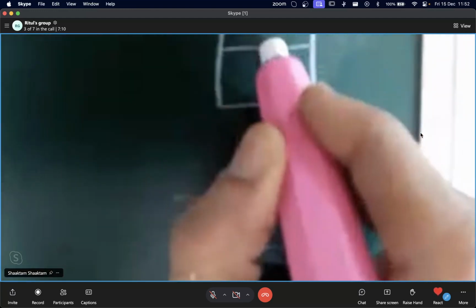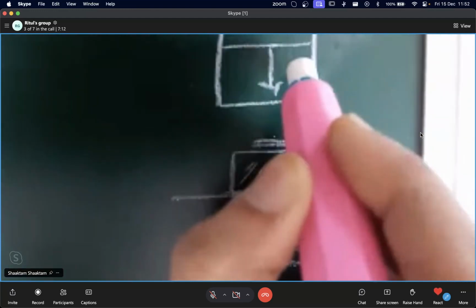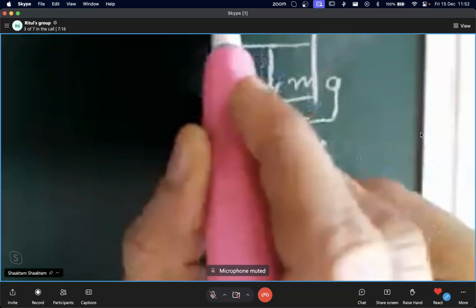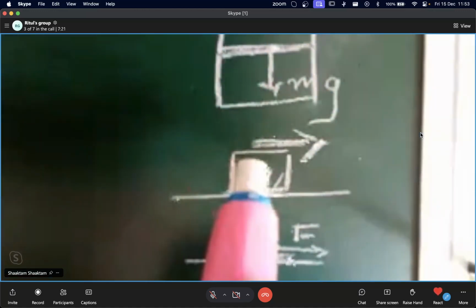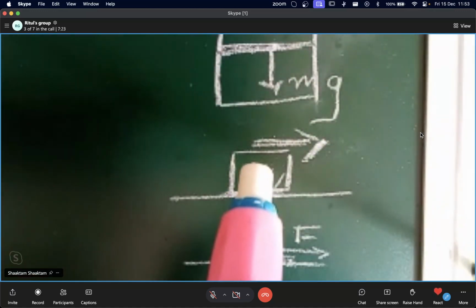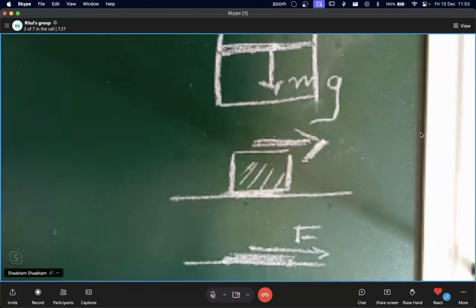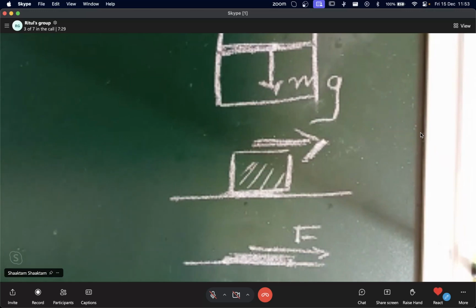For instance, mg over here is acting in the direction shown. And surface of liquid, in order to be in a stable state, should make an angle of 90 degrees with net force. Net force over here being mg, right dear? Right, all of you? Getting it?